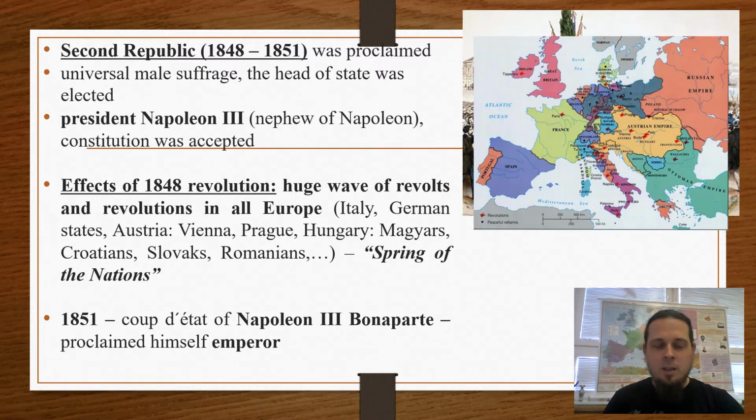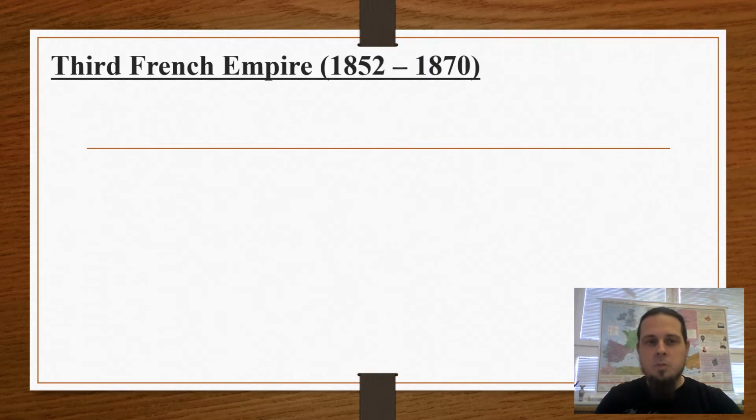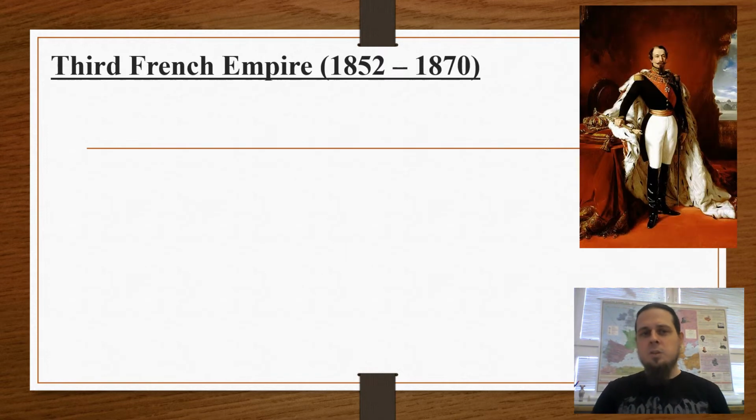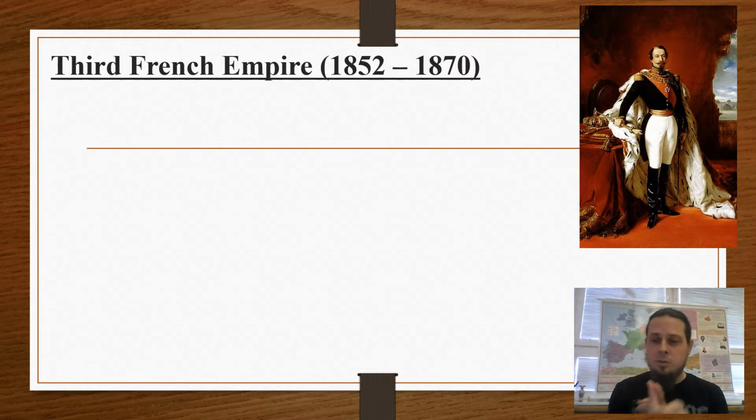So that's why in 1851, when he realized that his power was kind of stable, he proclaimed himself the emperor. Mostly in history books, this French Empire is called the second. I prefer to call it the third French Empire, since the first empire was of Napoleon the First Bonaparte until the Battle of Leipzig. Then he was imprisoned on the island of Elba.